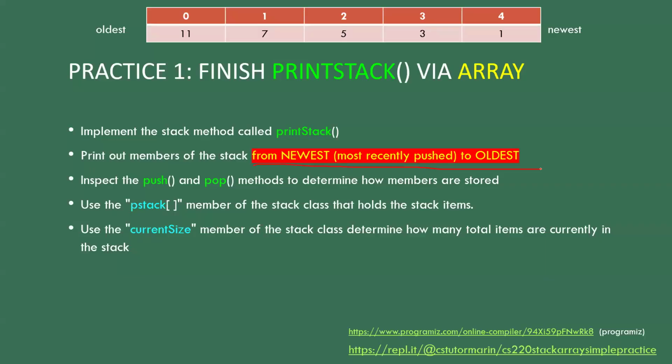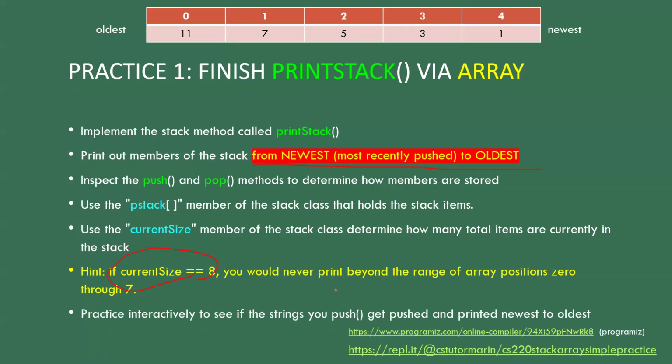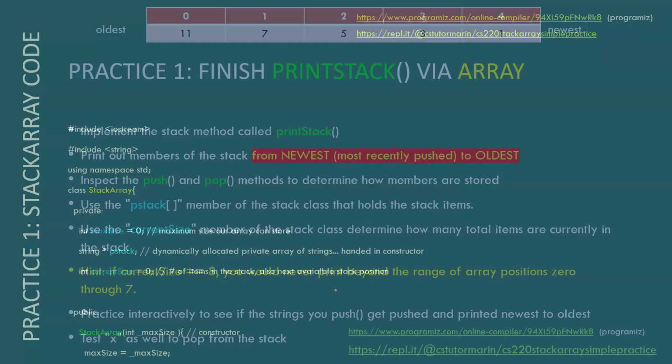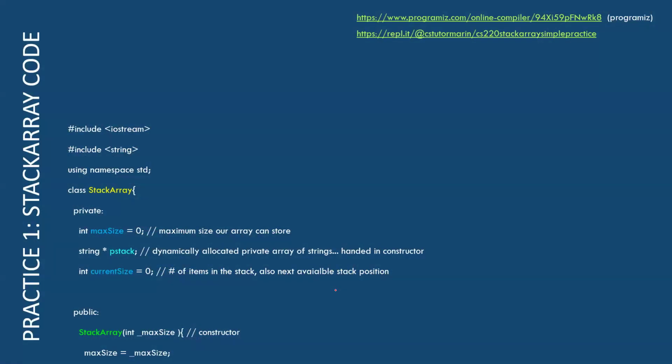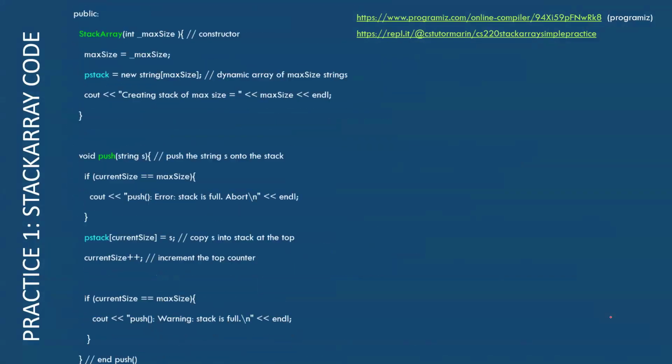And we're going to use the current size data member to determine where do we start, right? And if the current size is equal to 8, you aren't going to print beyond the range of array positions, okay? So we're just going to go 0 through 7 if our current size is 8. So let me put this up for you, and I would recommend you trying to do this because your lab is going to be based around this. So let's just look at the code here real quick. You guys can click in if you want. The link should end with an RK8, and you can get that in Canvas if you want. But basically, you're going to sort of be in the middle of this thing.